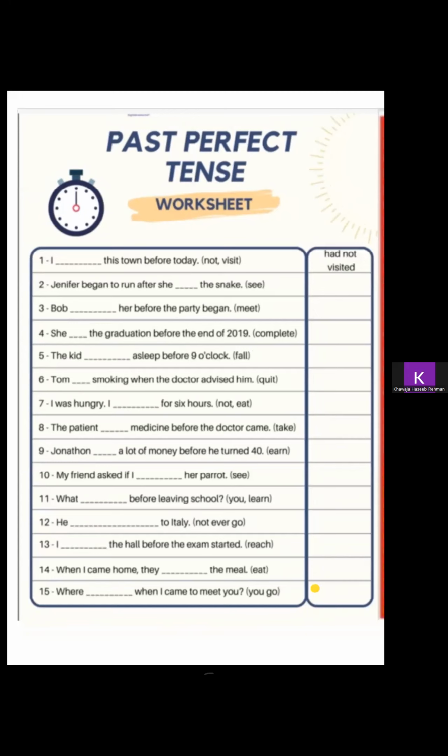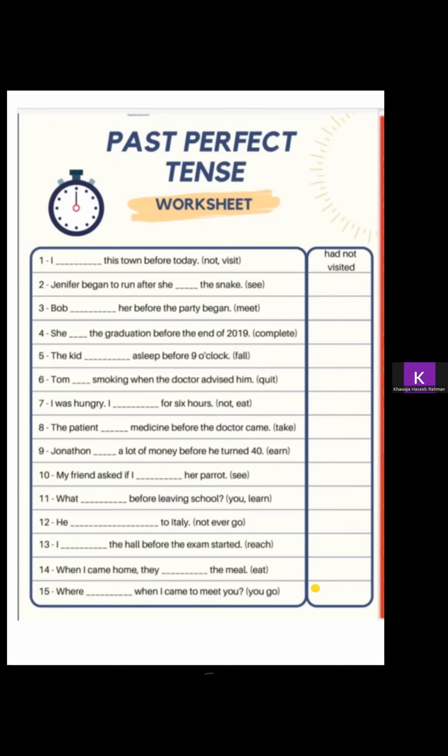Okay. Now, Hania, kindly unmute yourself. Yes, ma'am. Bob dash her before the party began. Meet is written here. You have to use meet. Bob met her before the party began. Where is the helping verb, beta? Bob had met her before the party began. Perfect, perfect. Really well done.